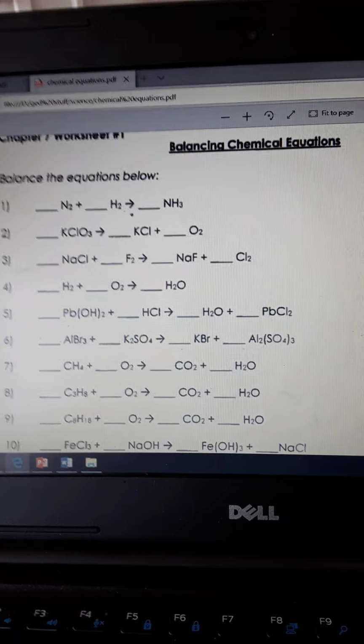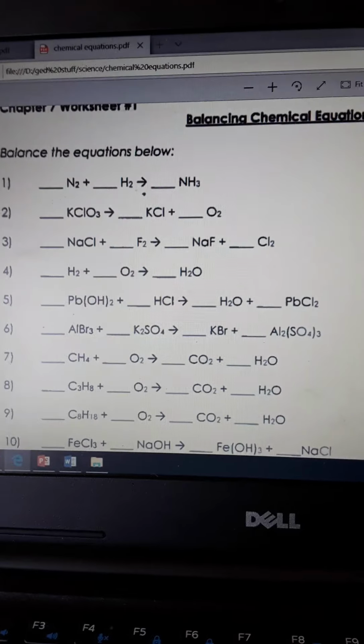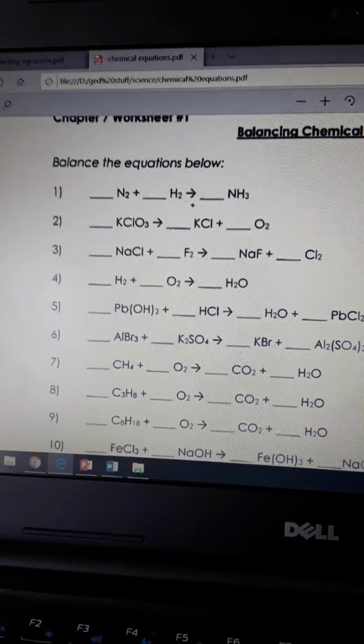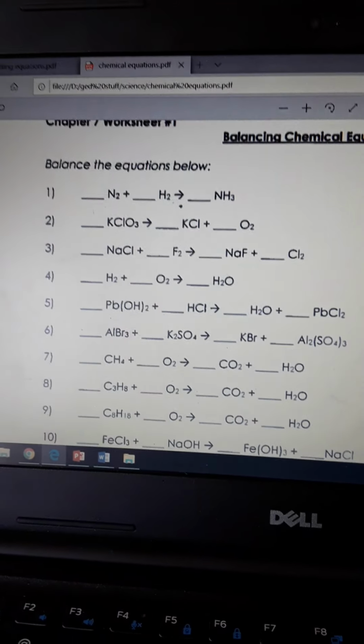We're going to look at balancing chemical equations. Now, we're not going to do every one of these. I'm just going to pick two of them to do. Let's say number 1 and number 4.